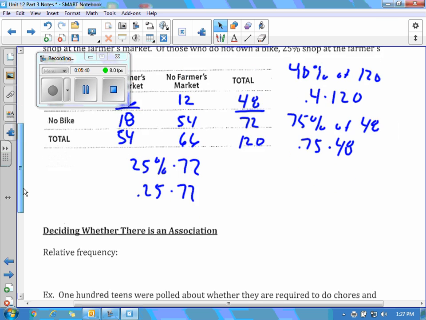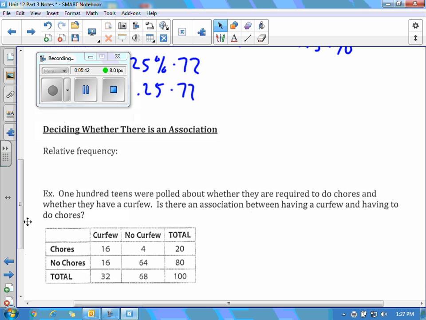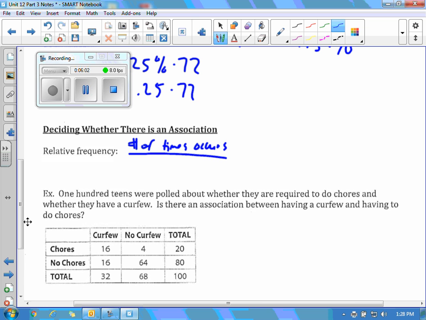So the last part is to look at how we can use a two-way table. It tells us to find the relative frequency, which is a ratio, so a fraction. So the number of times that an event occurs over the total number. Let's look at what that is.